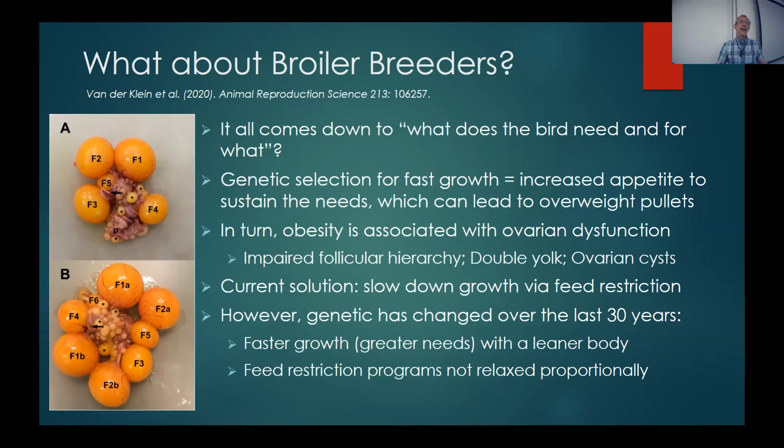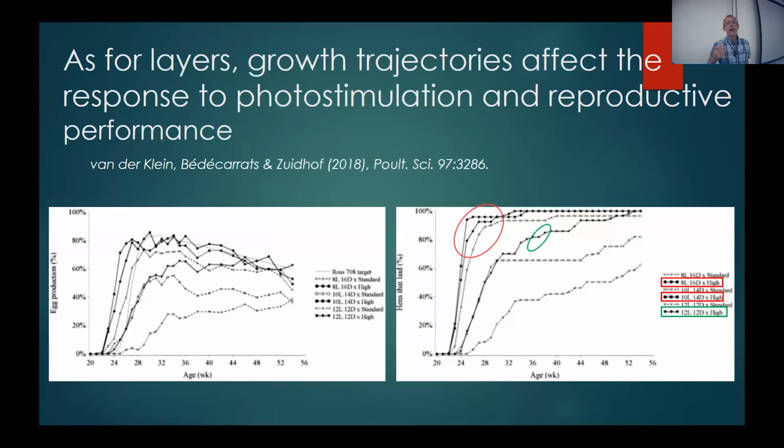And what do I mean by that? The birds are genetically growing faster and faster and faster, but at the breeder level, the feed restriction paradigm hasn't followed through. So what does that mean? Well, from now on, I'll go over a couple of key studies from the group of Martin Zuidhof that I participated in as well, to highlight then what is the impact of playing with that growth trajectory on those broiler breeders.